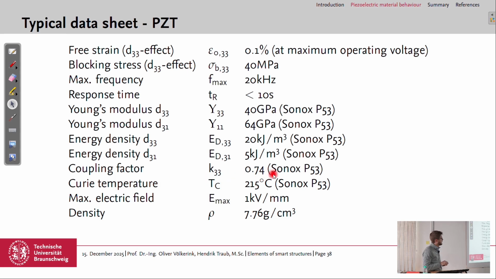Then the coupling factor is 0.74 in this case, so not the 0.9 we have in a single crystal, but with this polycrystal we can achieve coupling factors up to 0.74. The Curie temperature is 250 15 degrees, so this is the maximum temperature at which we can operate the structure. Maximum electrical field, 1 kilovolt per millimeter, lower than we saw in the plots before, but this is a different material, and the density is around 7, so close to steel.